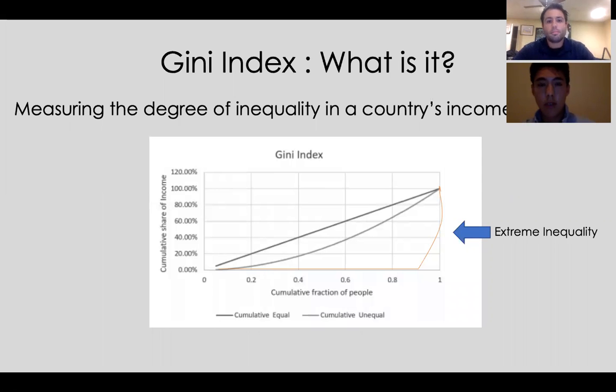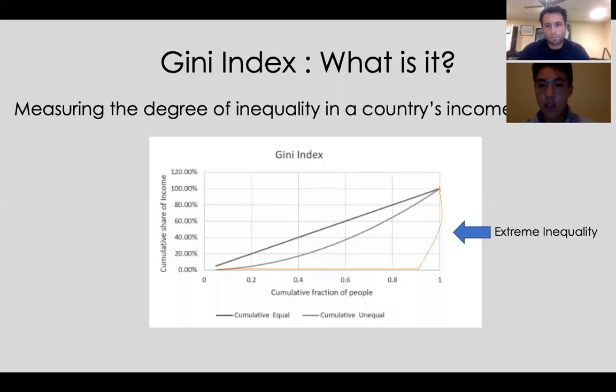All right, so the Gini index measures the degree of inequality in a country's income distribution. The x-axis represents the cumulative fraction of the population, and the y-axis represents the cumulative share of income, through individuals 1 through n. There are some problems with the Gini index, however, being that it's a bit too sensitive to changes in middle income. So when income goes up and there are fewer people in poverty, the Gini can also increase.